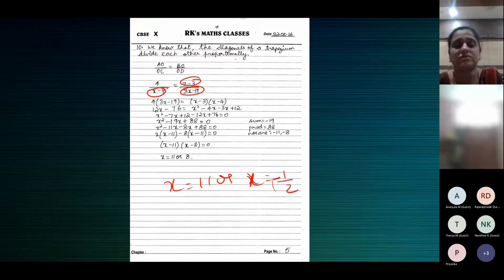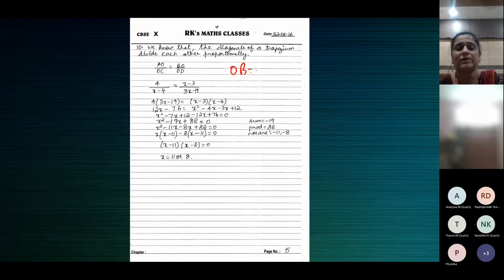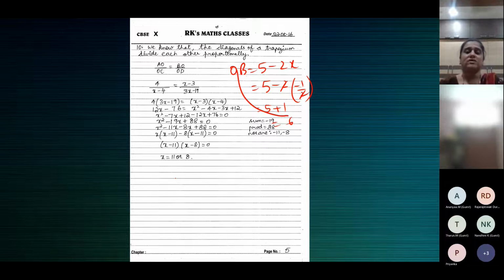Sometimes when x is, supposing, minus half, and supposing the expression is 5 minus 2x, say 5 minus 2x. There's an expression 5 minus 2x for a side. OB is equal to 5 minus 2x. And what is x here? Minus half. So 2 and 2 get cancelled. So 5 plus 1, 6. OB is 6. But what was x? Minus half.